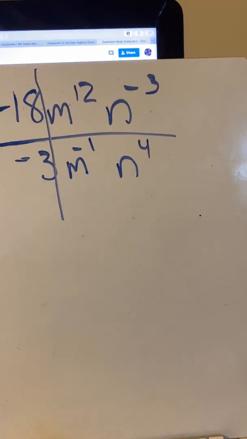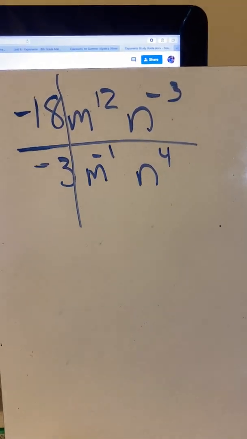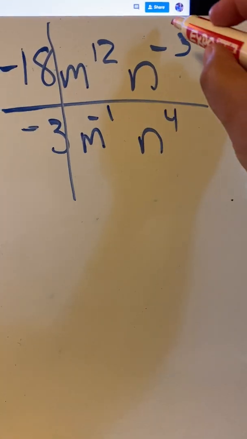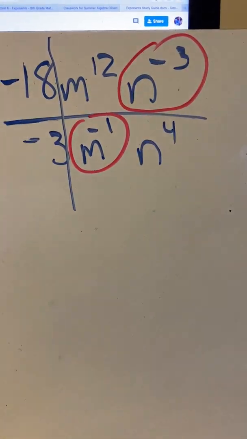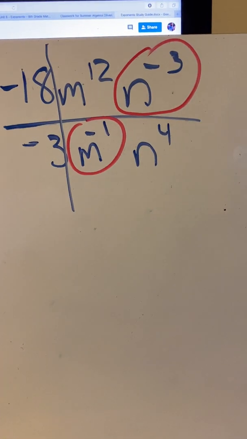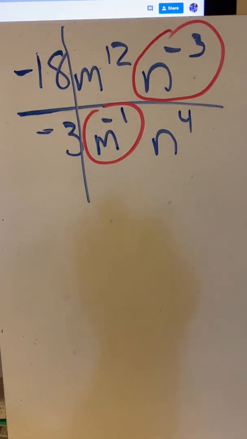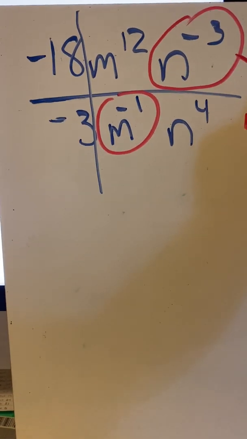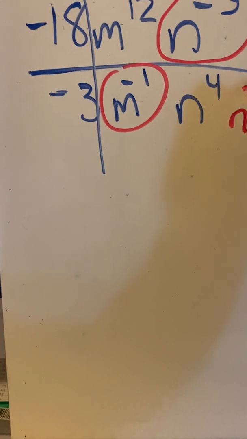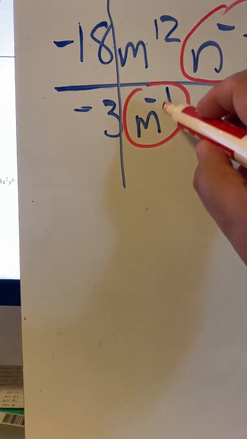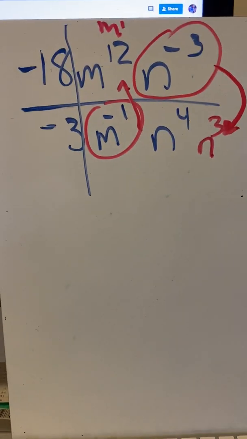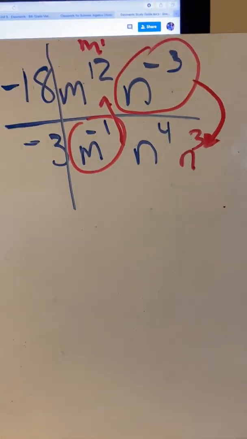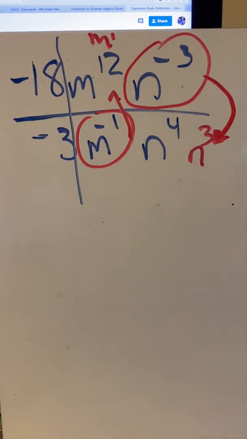Now, if you had me as a teacher last year, like some of you did, or maybe you will next year, I'll say, I'm in the wrong place. This thing right here is telling me I'm on the wrong side of this fraction. The n to the negative third should move down to here and become a positive n to the third, and the m to the negative 1 should move up there and become an m to the positive 1. They're just telling you in the problem that they're in the wrong spot.